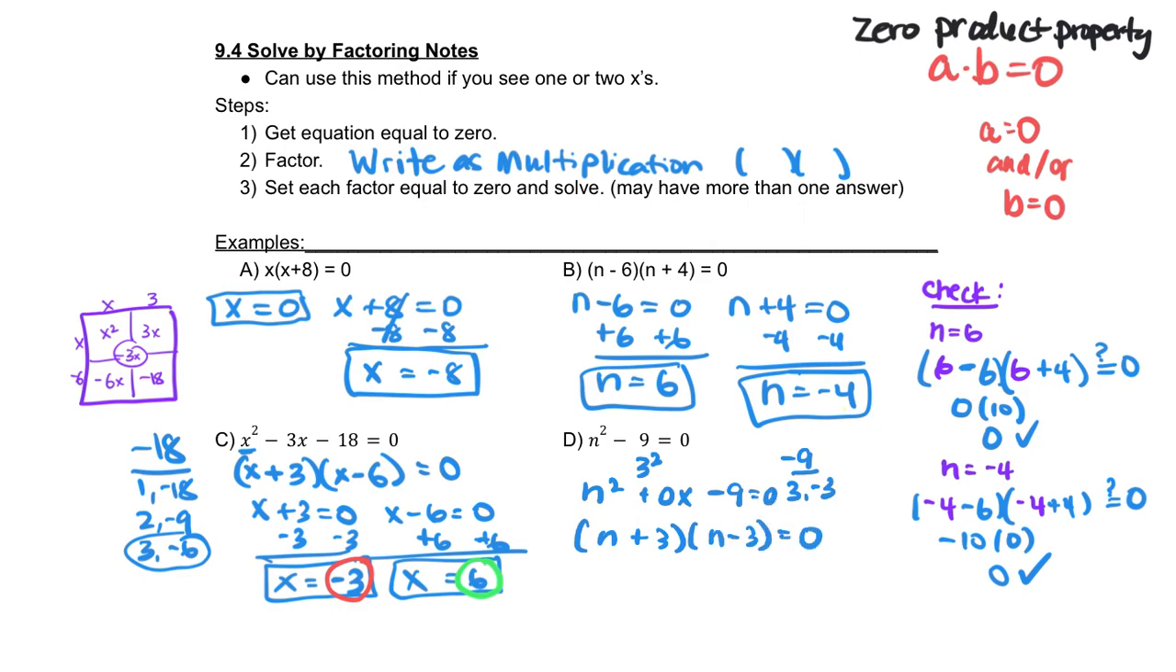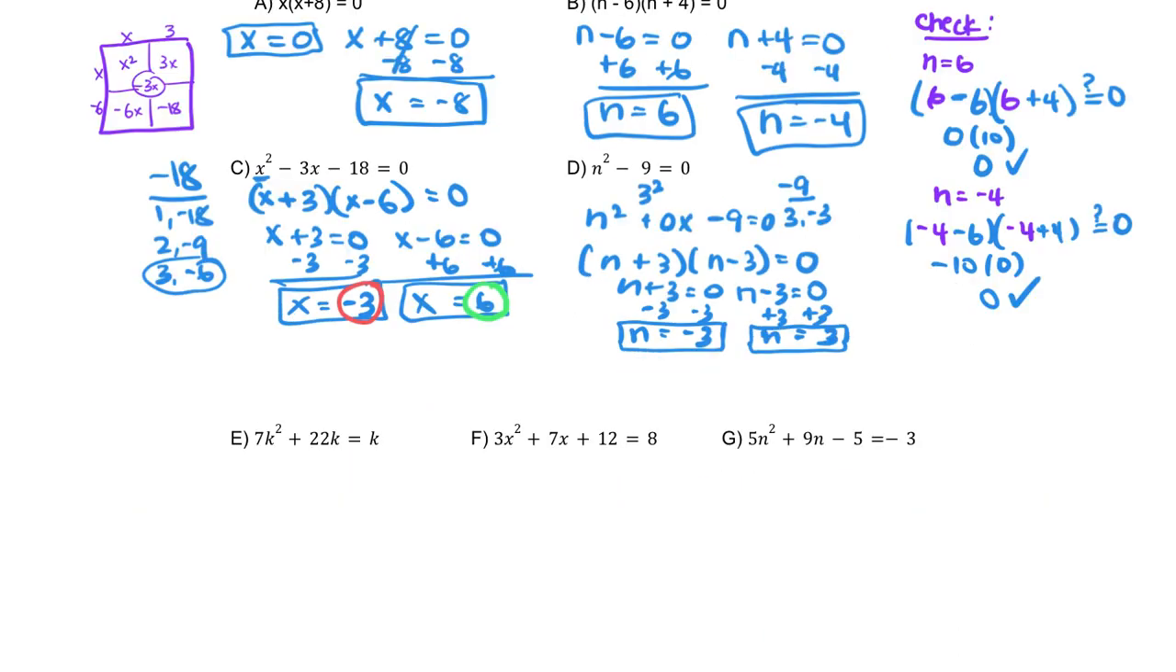These would all be equal to 0. And then set your factors equal to 0 and solve. And we're left with n equals negative 3 or n equals positive 3 as our two answers. Let's scroll down and look at the bottom examples. These last three examples require more work because none of them are equivalent to 0. None of them are set equal to 0. So we have to do a little bit of algebra to get it in that way.